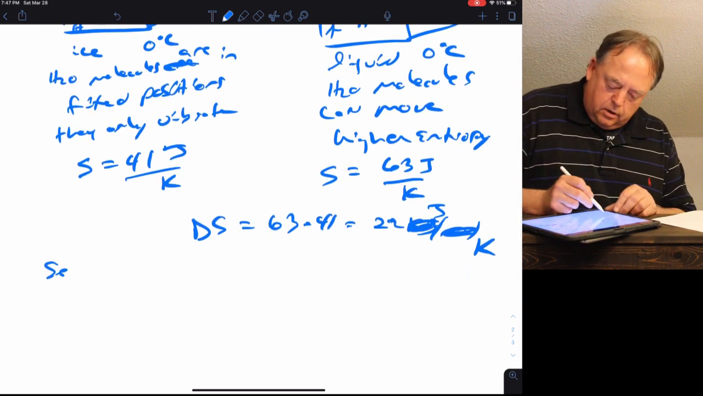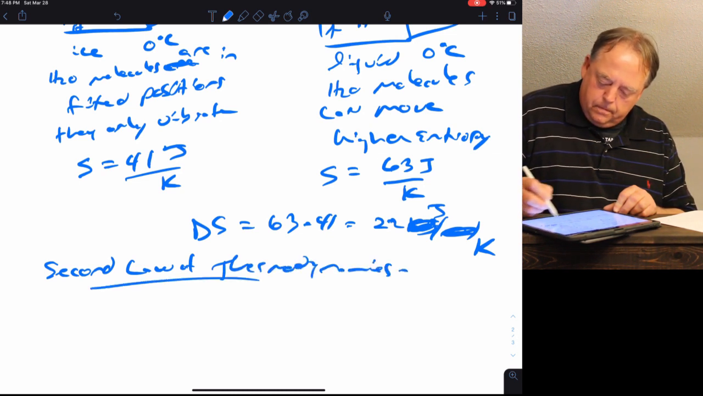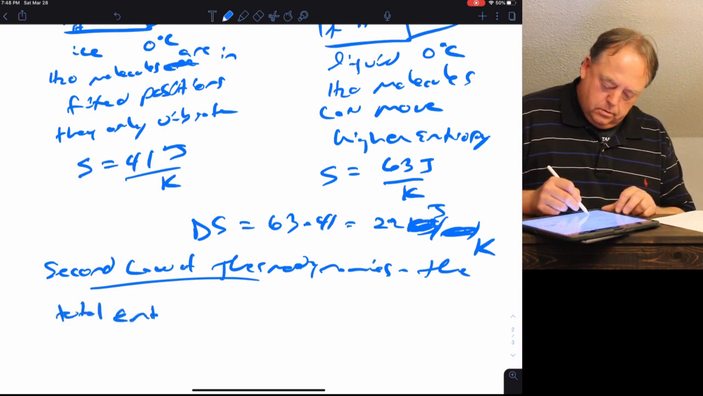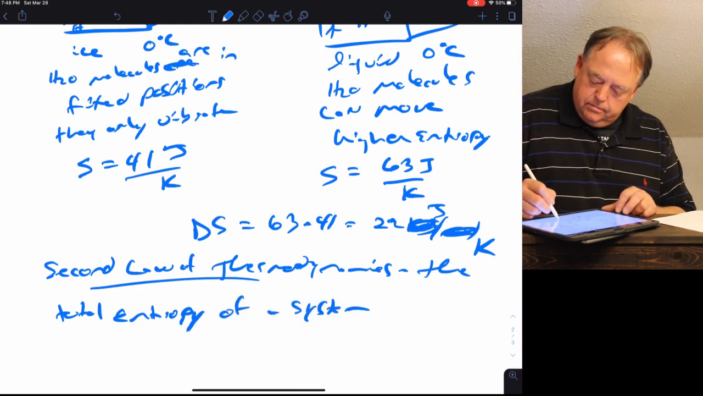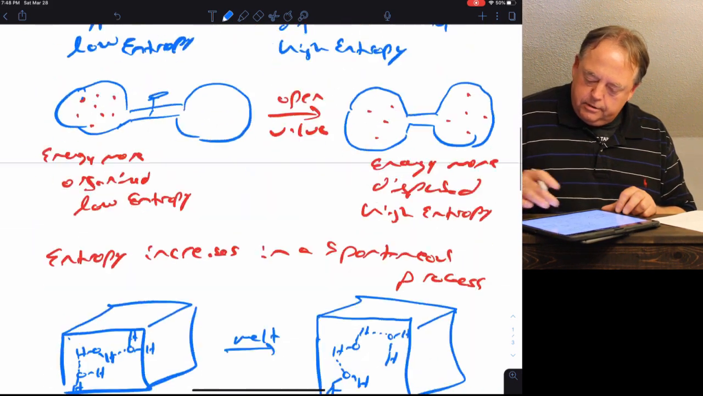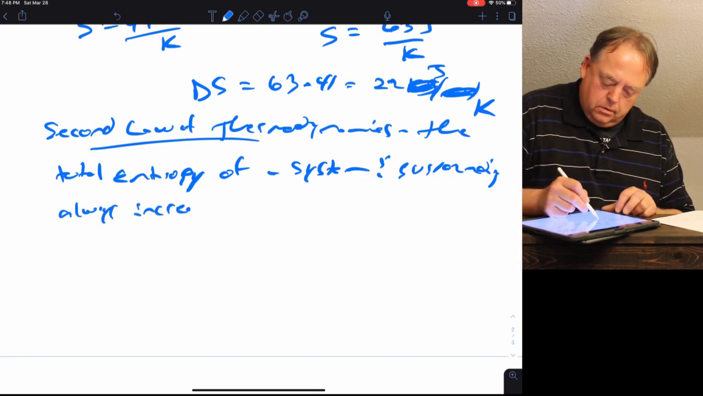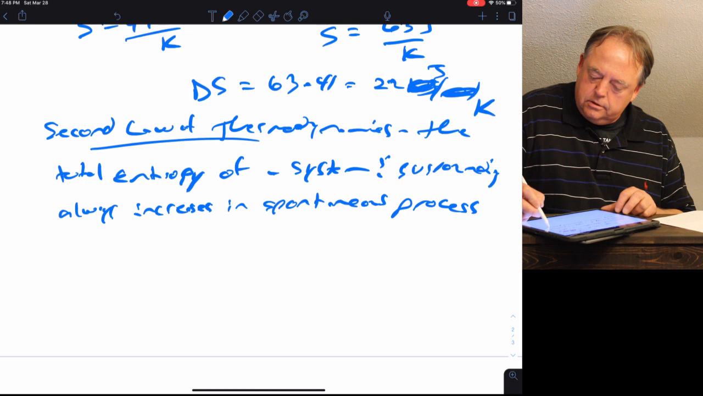So this is the second law of thermodynamics. The total entropy of a system and surroundings always increases in a spontaneous process.